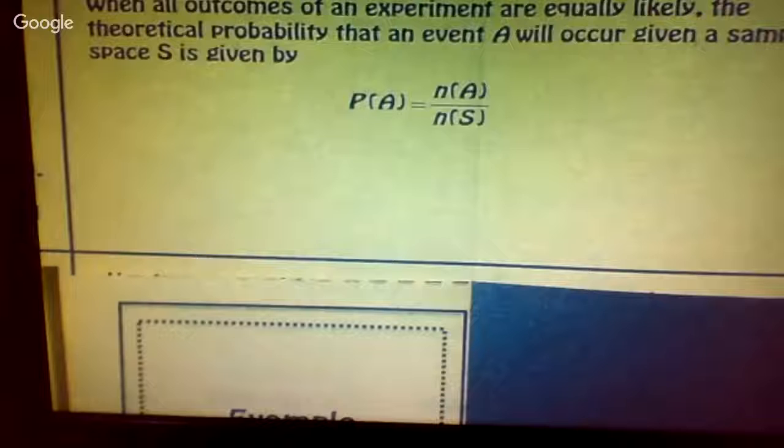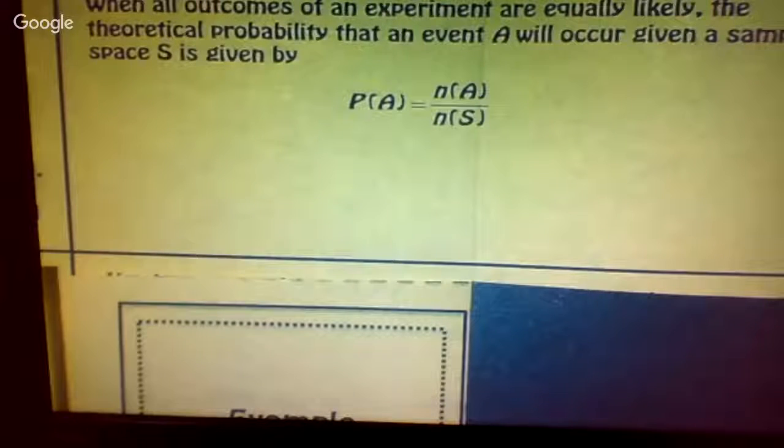I'm sorry. What's the probability of rolling a 6 on a die? What would you tell me? 1 out of 6. 1 out of 6. Oh, I remember doing that. That's what we're getting ready to do.